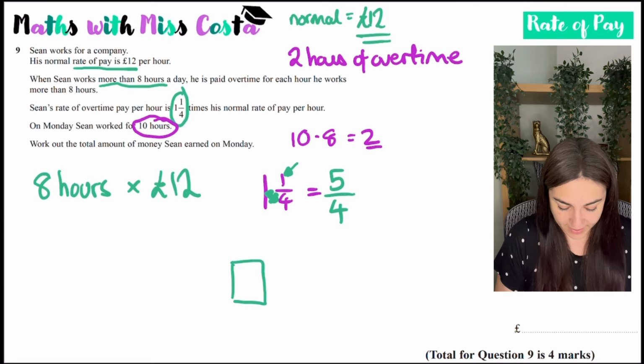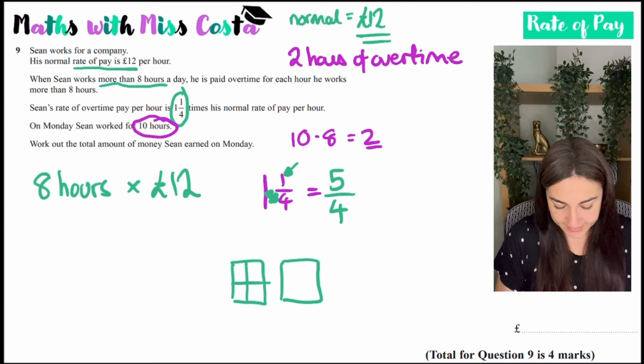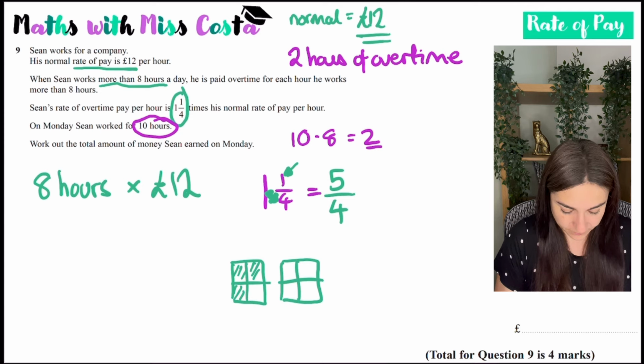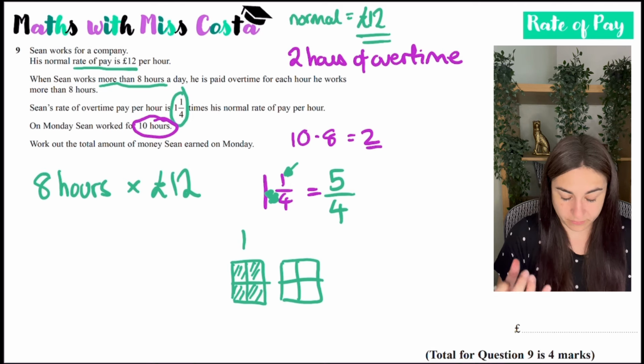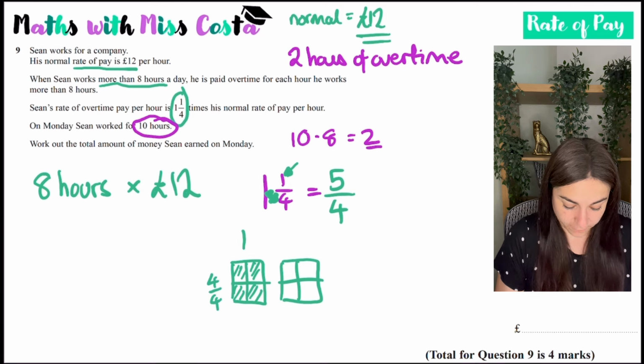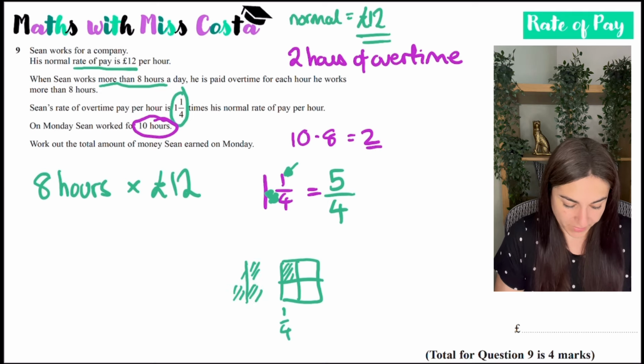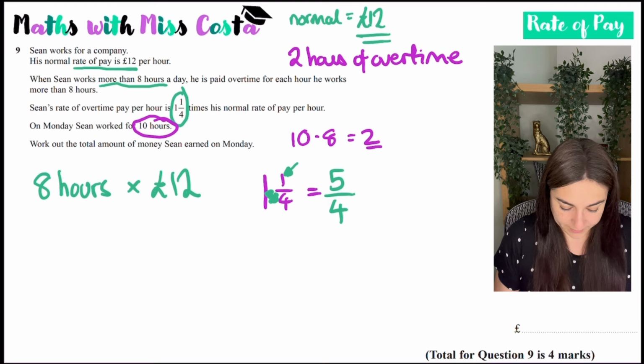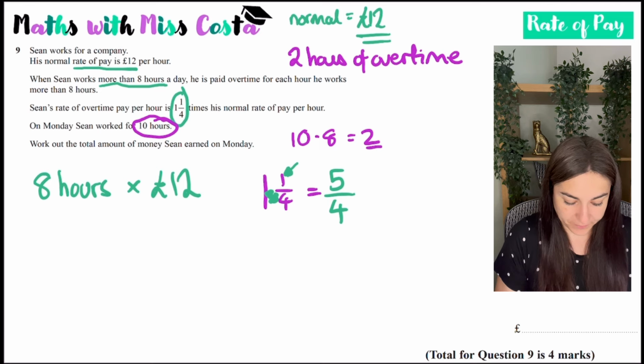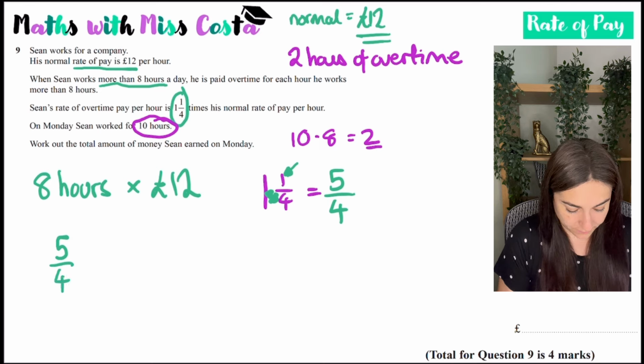And the reason I do that is 1¼ technically what it means is I've got things split into quarters and I've got 1 full thing. So technically I've got 4 quarters here and then I've got an extra quarter. So that's why in total it's 5/4. So 1¼ as an improper fraction is 5/4. And then I need to work out 5/4 of 12.